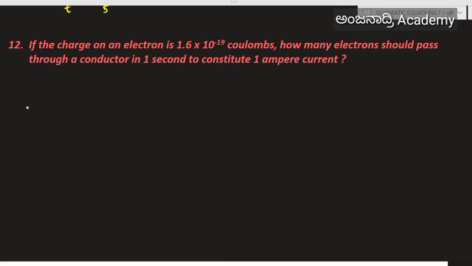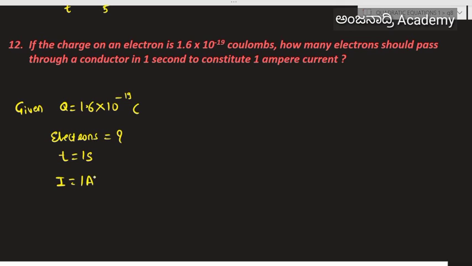The next problem. If the charge on an electron is Q is equal to 1.6 into 10 raised to minus 19 coulomb, he had given, how many electrons are required? The number of electrons we have to find. How many electrons should pass through a conductor each second, for time is equal to 1 second, to constitute a current of 1 ampere? We know that I is equal to Q by T.